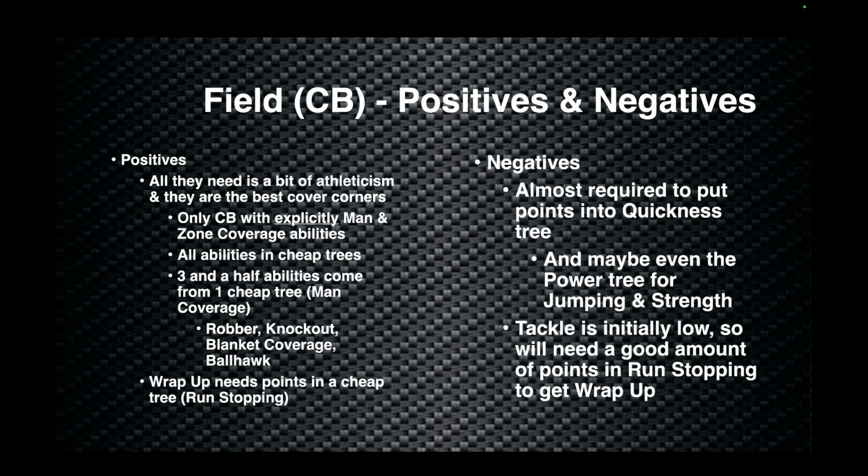Now, the negatives, unfortunately, for these guys, is you are almost required to put points into the quickness tree, just because their speed, their acceleration, their change of direction, their agility, it's pretty slow. You're going to need to make sure you put points into that because I saw that guy right there. He had elite dev trait. He had 86 speed. Dude, if he was trying to guard Jeremiah Smith, he's a 4-star. If he was trying to guard Jeremiah Smith, it'd be over.